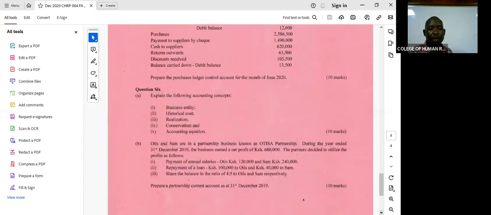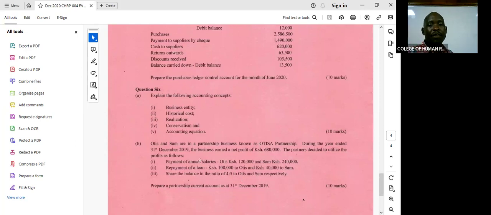The last question, 6B, is about the partnership current accounts for Otis and Sam, who are operating a partnership business under the name Otis Partnership. During the year ended the 1st of December 2019, the business earned a net profit of $680,000. The partners decided to utilize the profits as follows: to pay the annual salaries to Otis and Sam, to do loan repayments, and also share the balance in the ratio of 4:5.